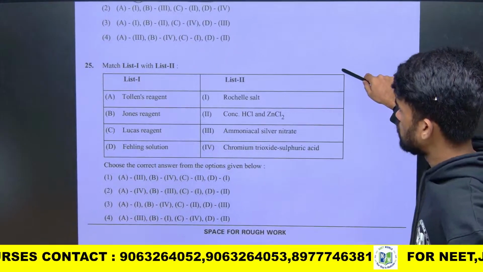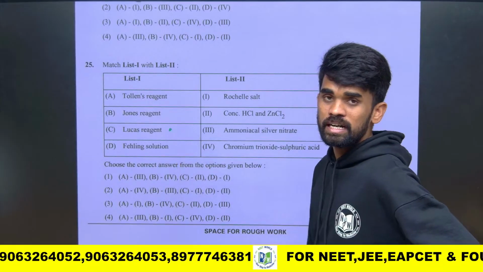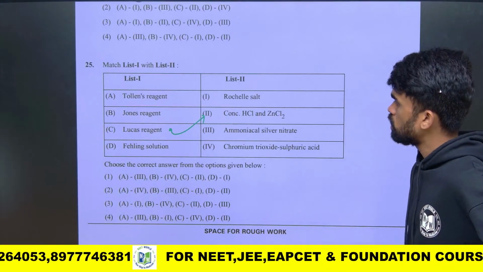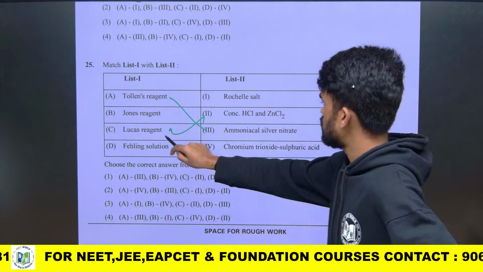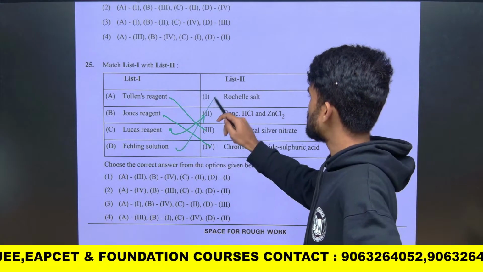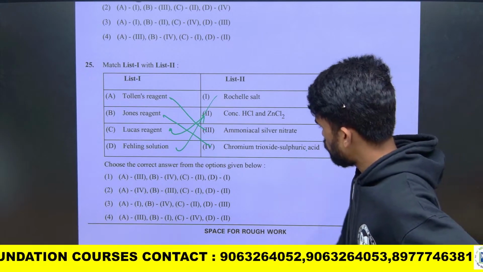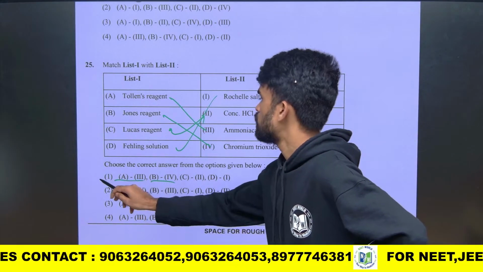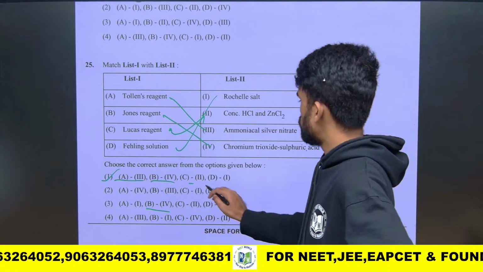Next question here. Again important. So what is a Lucas reagent? This is concentrated HCl in presence of anhydrous ZnCl2. So C2. And Tollens' reagent is ammoniacal silver nitrate solution, and Jones reagent is chromium trioxide in acidic medium, sulfuric acid. Rochelle salt is Fehling's solution. So this is the order. So B4, A3, only the first option is correct, that's it. I hope everything is clear here. C2, D1, yes.